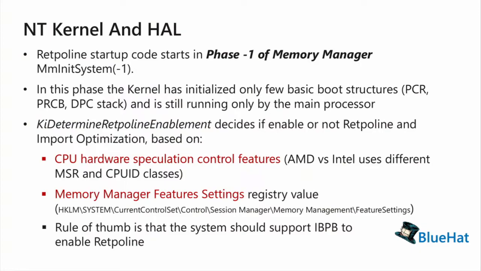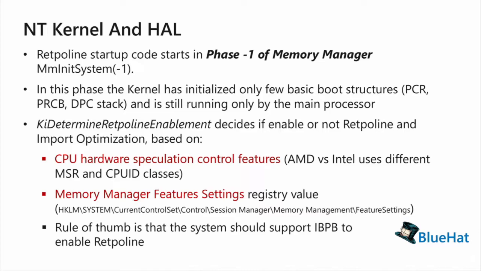Okay, let's speak about the details of the implementation. When you start your computer and the execution control goes to NT-kernel, phase -1 of the memory manager initialization checks if Retpoline needs to be enabled. At this stage, there is nothing initialized. Only a few boot structures are initialized, like the processor control region, processor control block, and DPC stack, and not many others. So the function KiDetermineRetpolineEnabled decides whether or not to enable Retpoline and import optimization based on mainly two things.